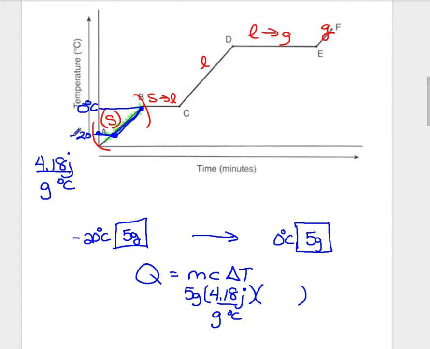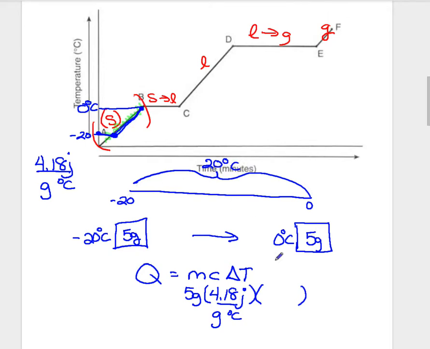Now the delta T was the change in temperature. Well, it went from negative 20 to 0. From negative 20 degrees to 0, the change will always be a positive number. When we do change in temperature, we're counting from negative 20, then negative 19, negative 18, negative 17. The distance that it went from negative 20 to 0 is a total of 20 degree change. So I'm going to put 20 degrees Celsius in here.